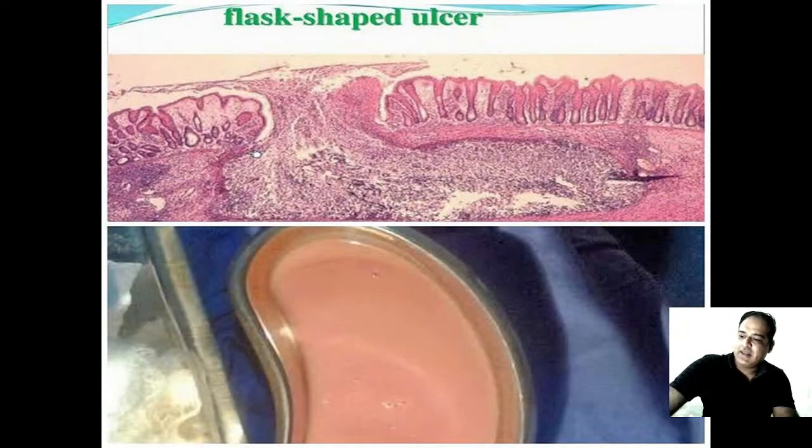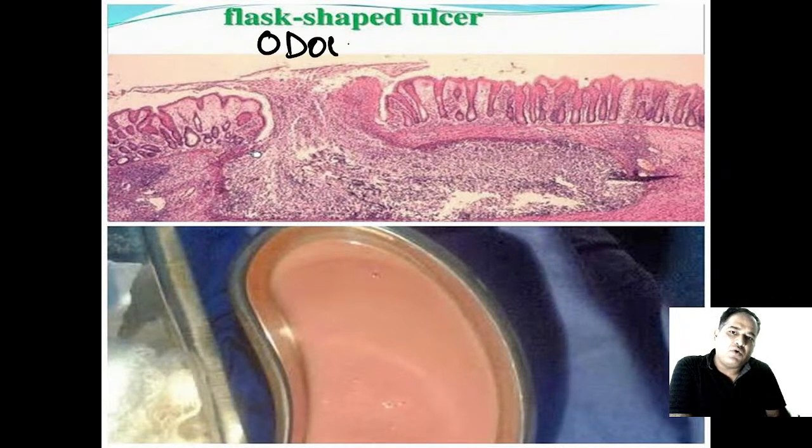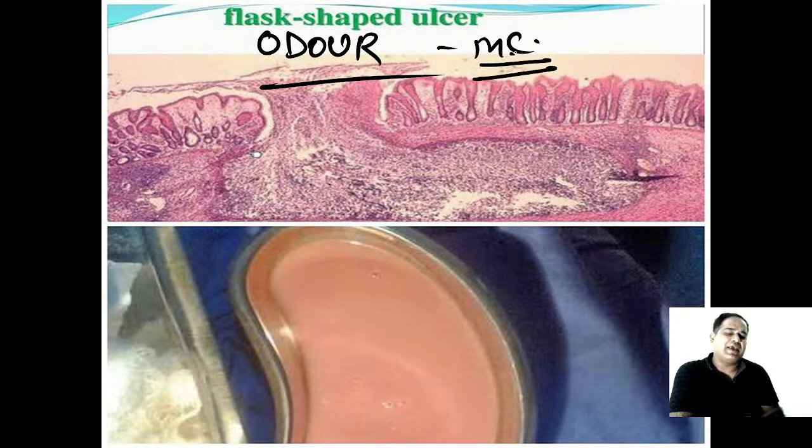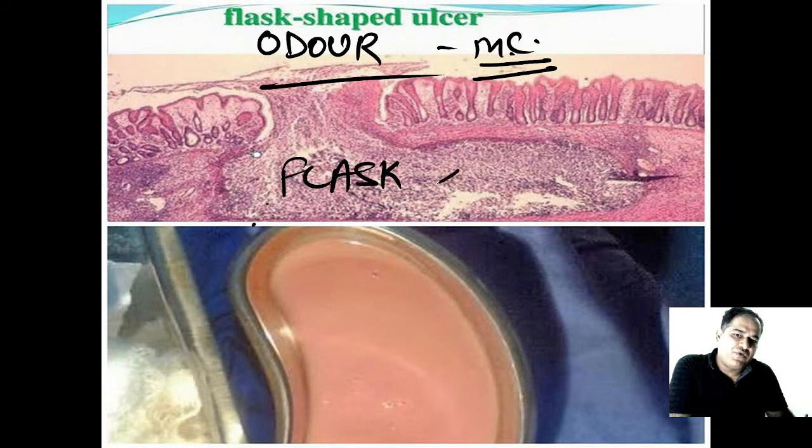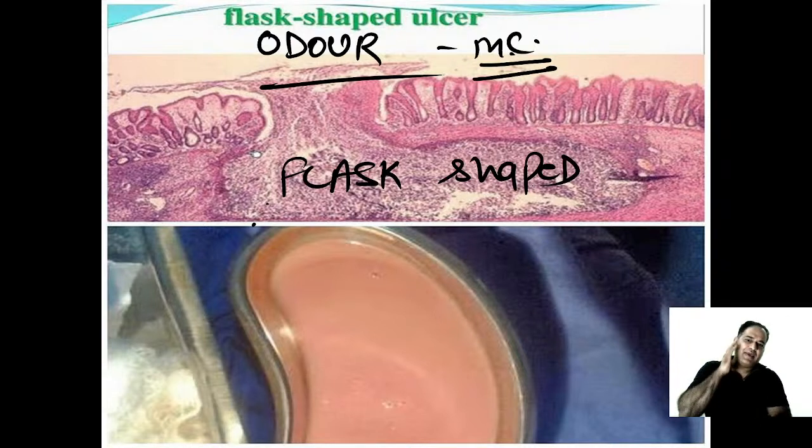Anchovy sauce pus. The appearance is similar, but this is the odor which is most characteristic. MC means most characteristic. What are these which you see on the screen? So these are flask shaped ulcers in the colon. Fine.